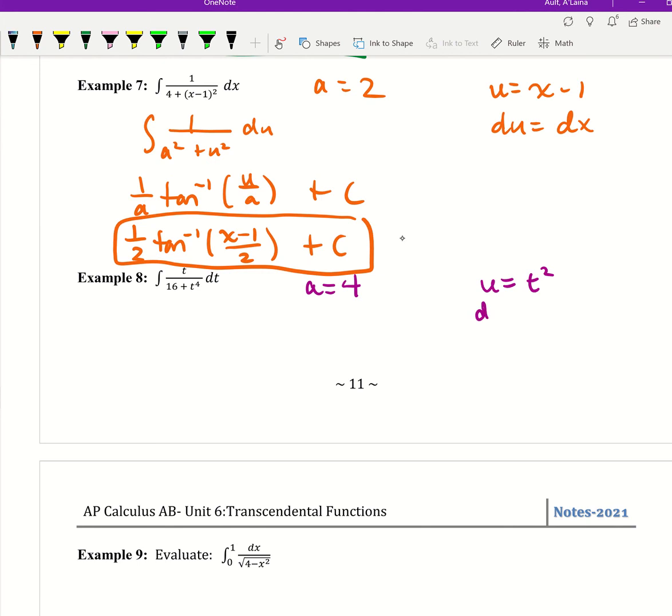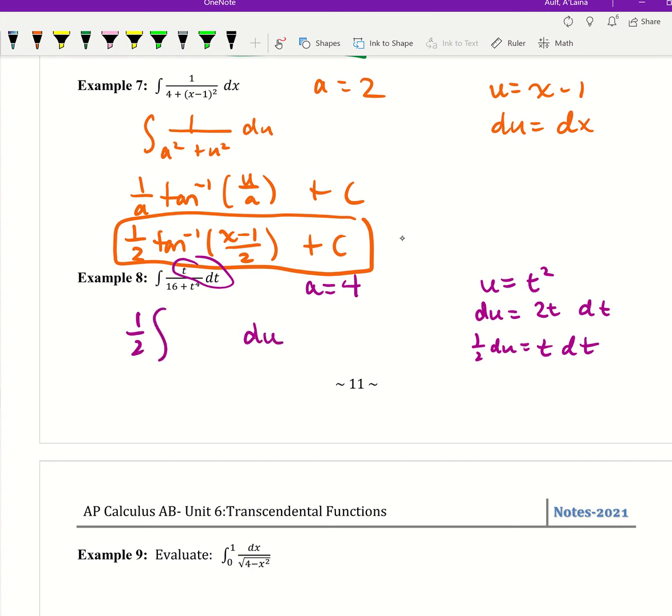U substitution is still required. Du is 2t dt. I'm starting to see where this t dt is going to play out. I don't want the 2 here. So I'm going to go ahead and just isolate t dt. And t dt could be replaced with 1/2 du.